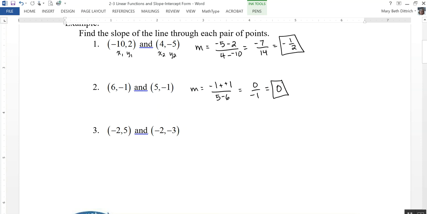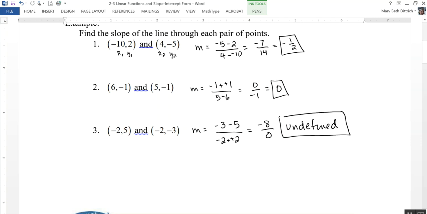Okay, and our third example here, the slope is going to be negative 3 minus 5, that's y2 minus y1, over negative 2 minus a negative 2, which gives me negative 8 over 0. And remember, you cannot divide by 0, so the slope of this line, we say that this is undefined. And I want you to use that word when you're describing the slope of this kind of line when you get a 0 on the bottom.